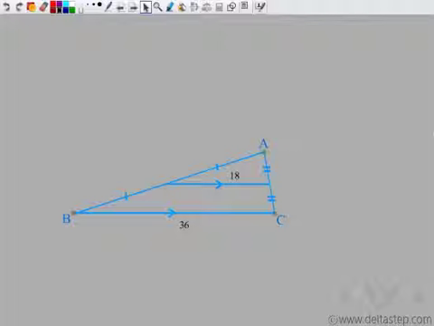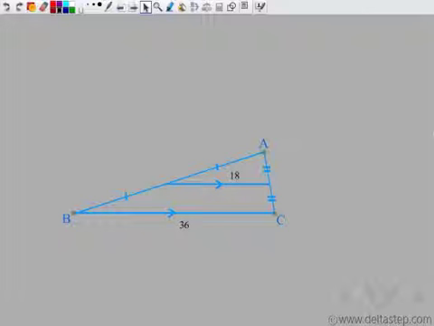And now let's recall the mid-segment theorem. The mid-segment theorem states that the mid-segment will always be parallel to the third side. So you see that these two lines are parallel. Also, the mid-segment is half the length of the third side. So we see that BC is 36. So the mid-segment is this line, which would be half of 36, hence it's 18.